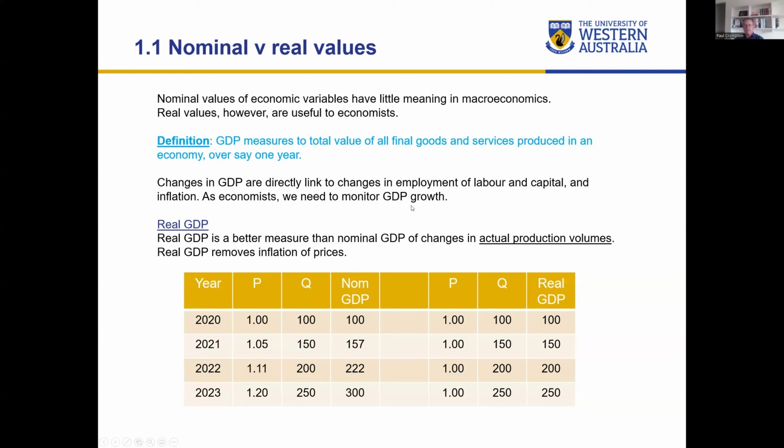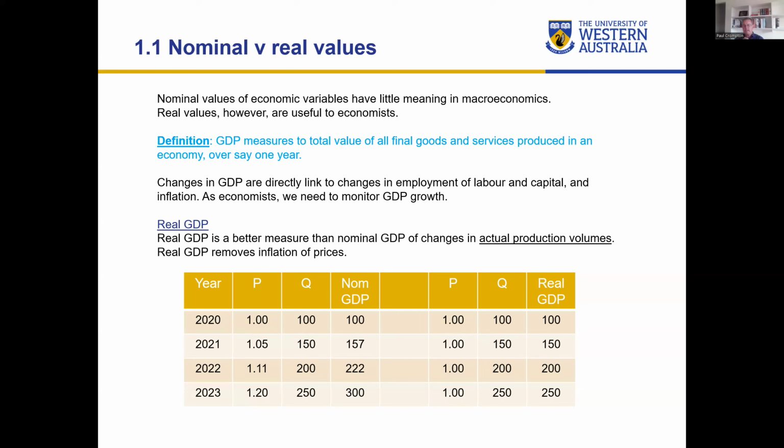But then the question is, well, what measure of GDP do we use? Because there's two measures. There's nominal GDP and there's real GDP. So in this table, I've got an example which shows the difference between nominal and real GDP. So I've got 4 years on the vertical axis, and I'm assuming that in the year 2020, the average price level was $1 and the quantity was 100 units of output.